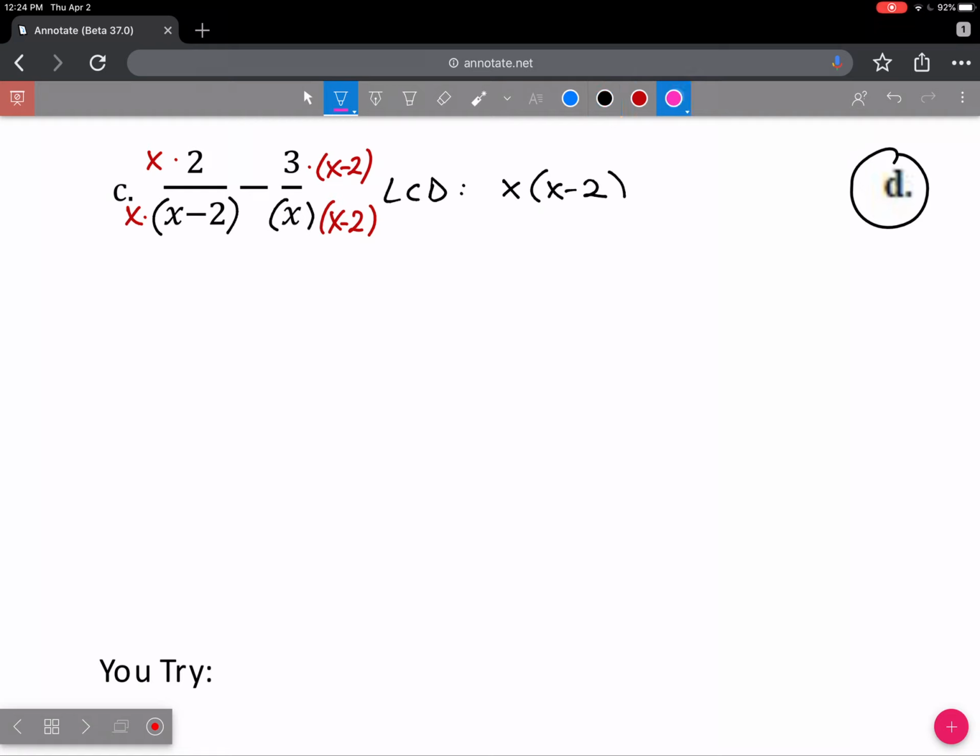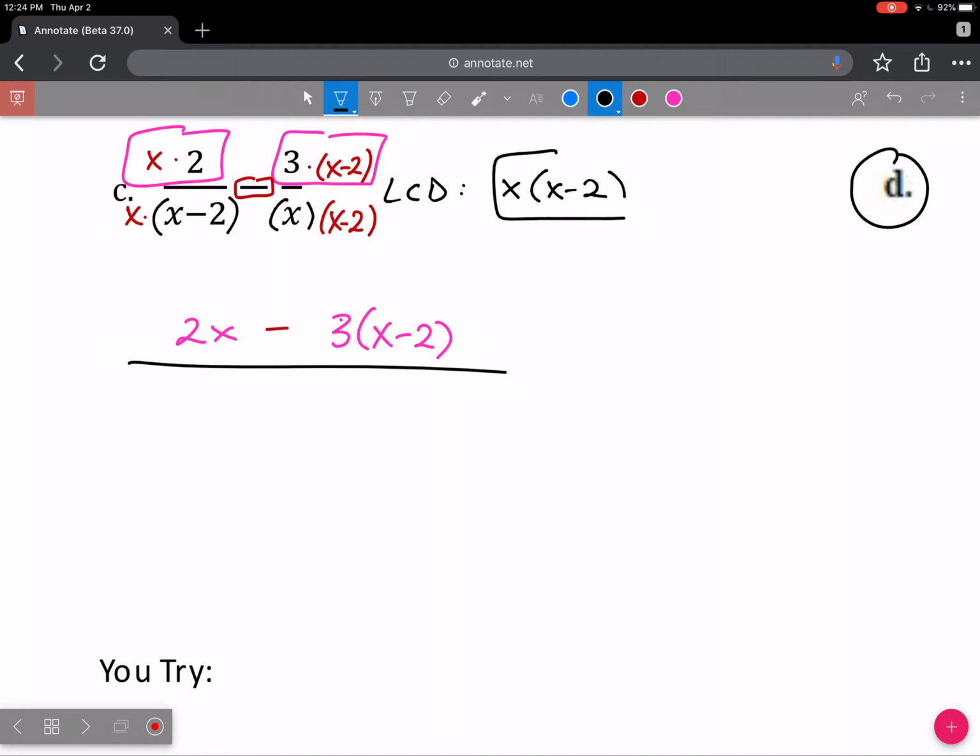And now let's grab numerator 1, that's 2x. Let's grab numerator 2, that's 3 outside of an x minus 2. And then we want to grab the operation between them, which is a minus, all over that LCD, which is x minus 2. Now, here comes the algebra. So you have to simplify the numerator, which means you need to collect like terms.